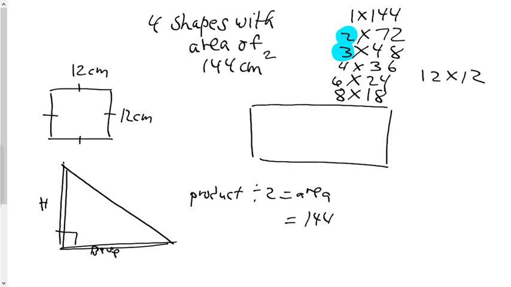Hannah? It has to be 288. So this number here has to be 288 because when I divide it by 2 in the formula, I get 144. So any 2 numbers that multiply together to get 288 will work.